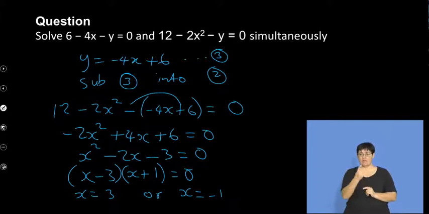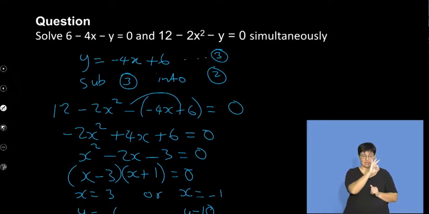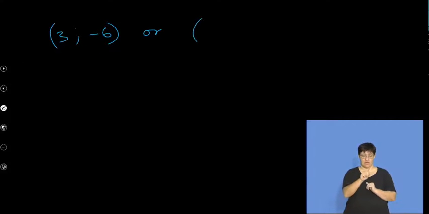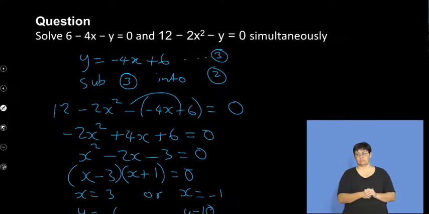For the y value, the first one, if I multiply by 3, there is negative 12 plus 6, which will give me y equal to negative 6. Then here it will be y equal to a positive 10, if you substitute those. And then I'm going to write these in pairs quickly for you. It's 3 and negative 6, or minus 1 and 10. Let me just verify, yes.